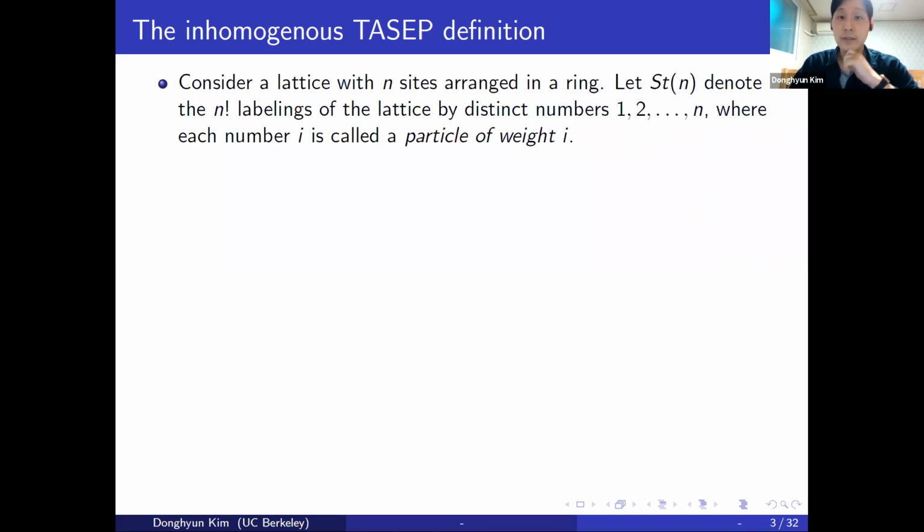So let me introduce the inhomogeneous TASEP on a ring. Consider a lattice with n sites arranged in a ring, and we denote St of n to be the n factorial labelings of the lattice by distinct numbers from 1 to n. We'll regard each number i as a particle of weight i. So you can simply think that St of n is the set of permutations of length n.